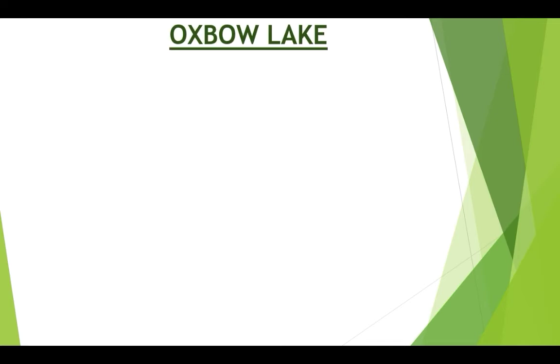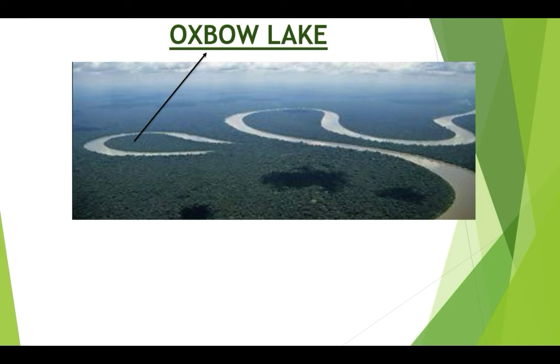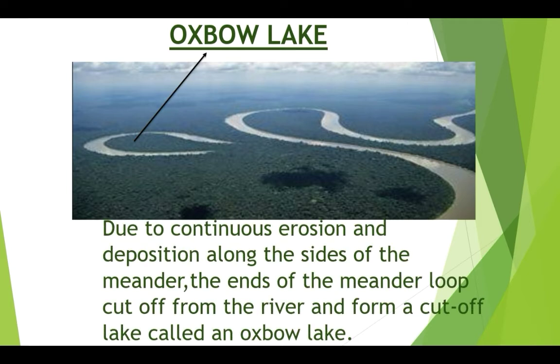Oxbow Lake. Due to continuous erosion and deposition along the sides of the meander, the end of the meander loop is cut off from the river and forms a cut-off lake, which is also known as an oxbow lake, which is shown in the picture.